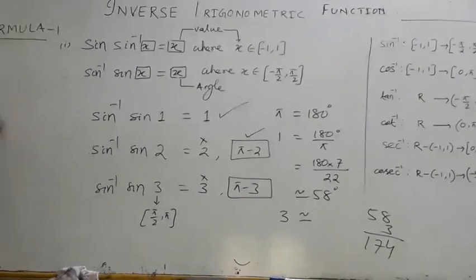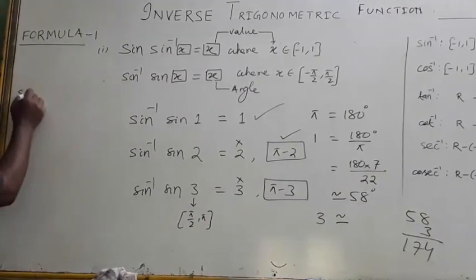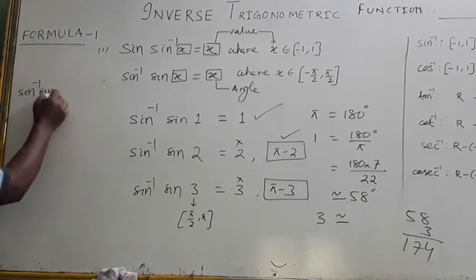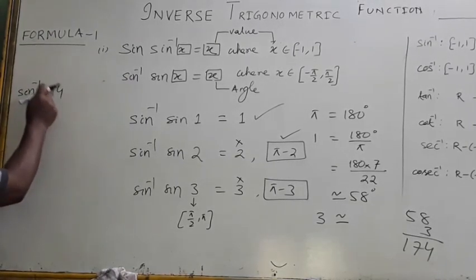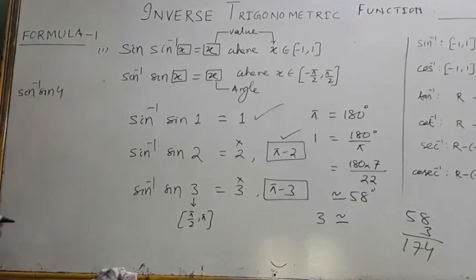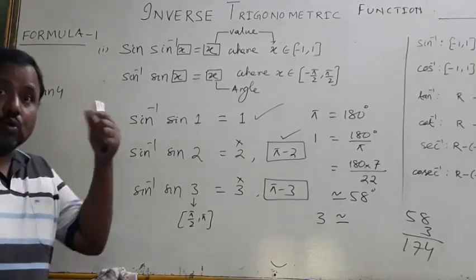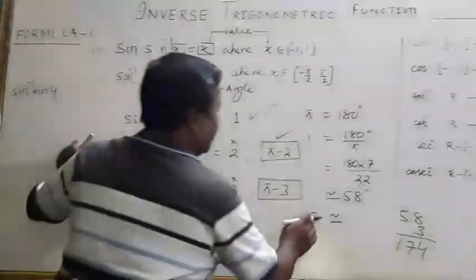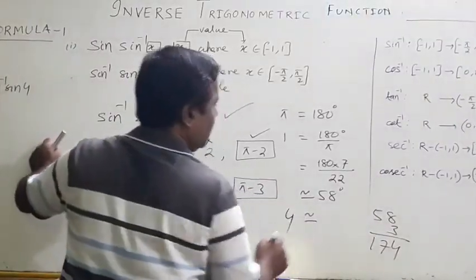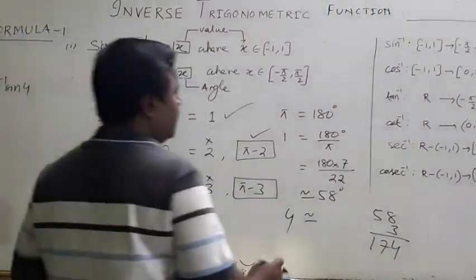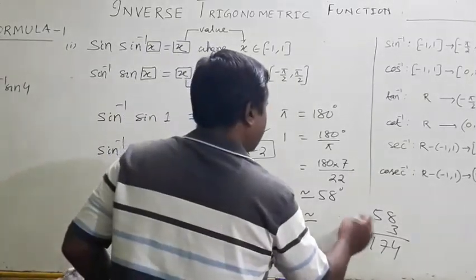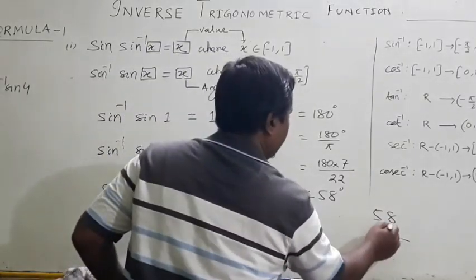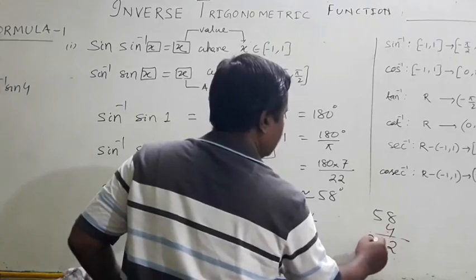If someone asks you the value of sine inverse sine 4, you have to observe where it lies and take a known value inside that range. 4 means, 3 is this. Suppose 4 is about 58 into 4, what will happen? 4 times 58 is 232.